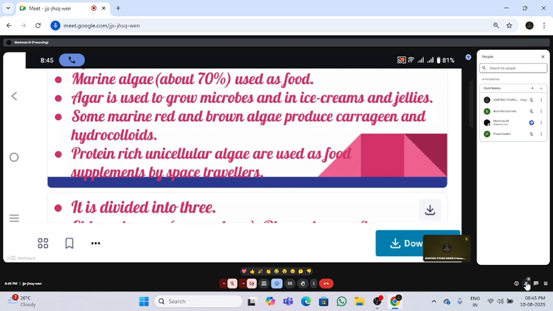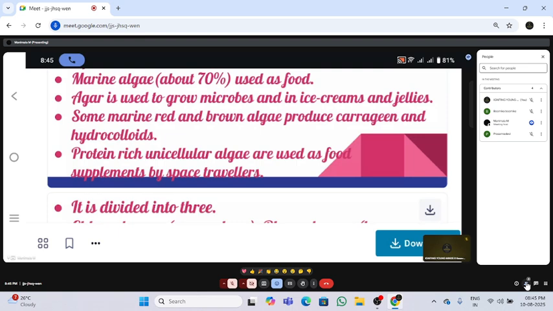It is a polysaccharide having galactose and sulfate. It is obtained usually from Gelidium and Gracilaria and used for the preparation of ice creams and jellies. Agar agar is the product of what? Red algae. Agar agar is made up of polysaccharides having galactose and sulfate.